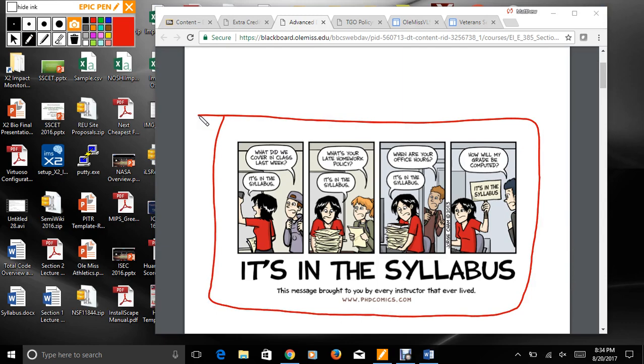This is something from a website called PhD Comics. What did we cover in class last week? It's in the syllabus. What's the late homework policy? It's in the syllabus. What are your office hours? It's in the syllabus. How might grade be computed? It's in the syllabus. Most things are in the syllabus.